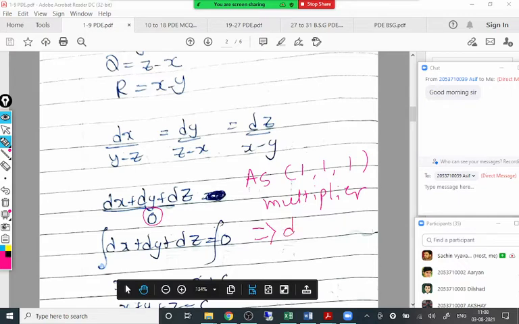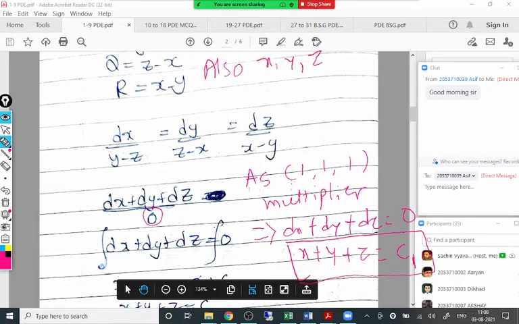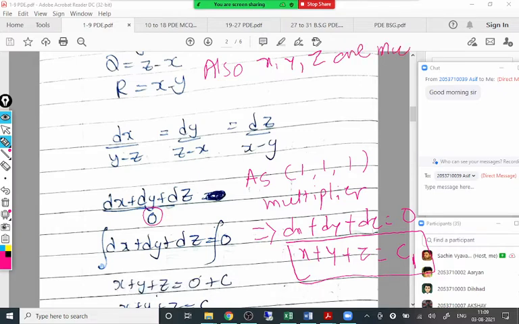This implies dx plus dy plus dz is 0, and then integrating, x plus y plus z equals a constant c1. So this is one solution we have written. Also, x, y, z are multipliers. The meaning of multipliers is that they generally give us the denominator 0.